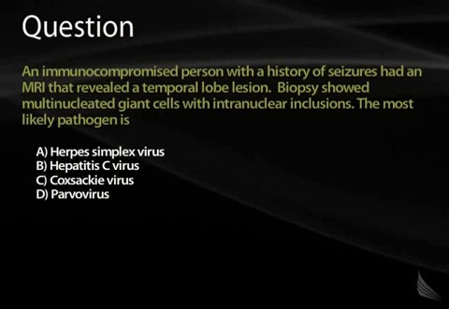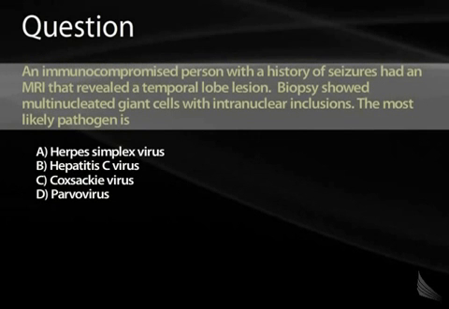Next question. An immunocompromised person with a history of seizures had an MRI that revealed a temporal lobe lesion. Biopsy showed multinucleated giant cells with intranuclear inclusions. The most likely pathogen is... So a pearl for doing well in step 1, or a pearl for remembering herpes simplex encephalitis, is that it has a predilection for the temporal lobes.